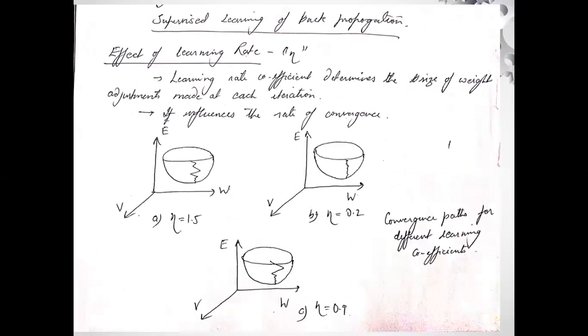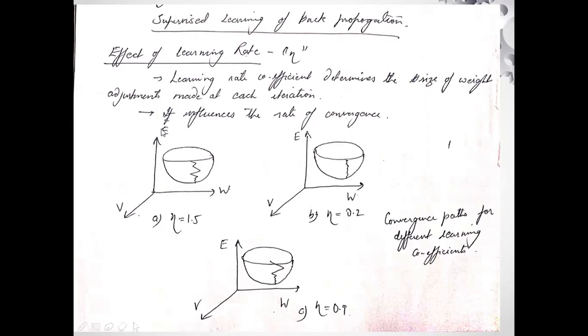Now, the second thing that we have to understand is, what is the effect of learning rate in this backpropagation? There's a quite impactful parameter that is called the learning rate. How are we going to decide what learning rate should be taken in the questions? So what is the influence of this learning rate? Basically, the influence of learning rate is on the rate of convergence.